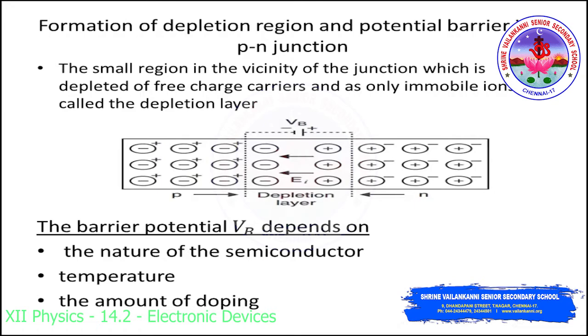Now, due to the accumulation of negative charge in the p region and positive charge in the n region, a potential difference is set up across the junction. This acts as a barrier, and we call it the barrier potential, V_B. The barrier potential depends on the nature of the semiconductor, the temperature, and the amount of doping, right?